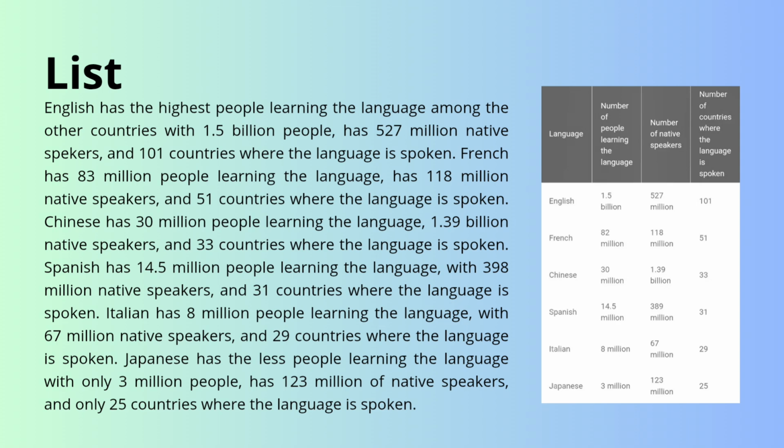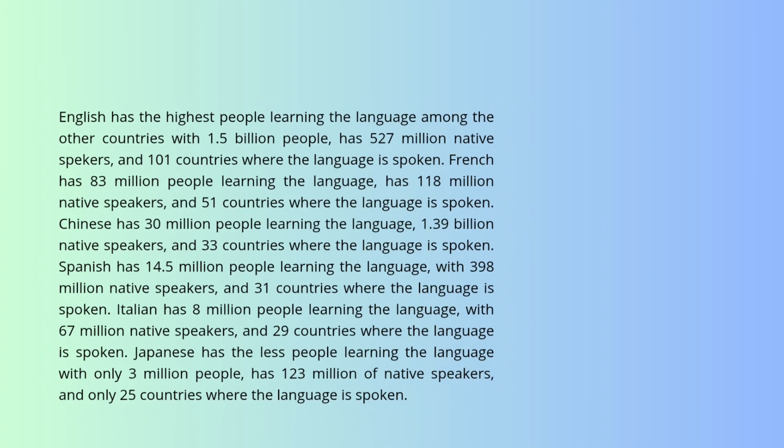Spanish has 40.5 million people learning the language, with 398 million native speakers and 31 countries where the language is spoken. Italian has 8 million people learning the language, with 67 million native speakers and 29 countries where the language is spoken. Japanese has the fewest people learning the language, with only 3 million people, 123 million native speakers, and only 25 countries where the language is spoken.